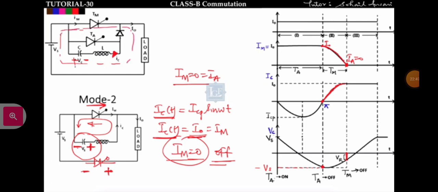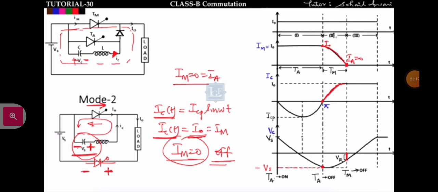So this commutation circuit will force the SCR to go into the off state by supplying the current opposite to the main current such that the anode current across the thyristor will become 0. In this way mode 2 works. So at the end of mode 2, if I ask you what is the voltage across this capacitor, the voltage across this capacitor will be minus VR, and at the end of mode 2 what will be the main thyristor current? The main thyristor current will be 0.